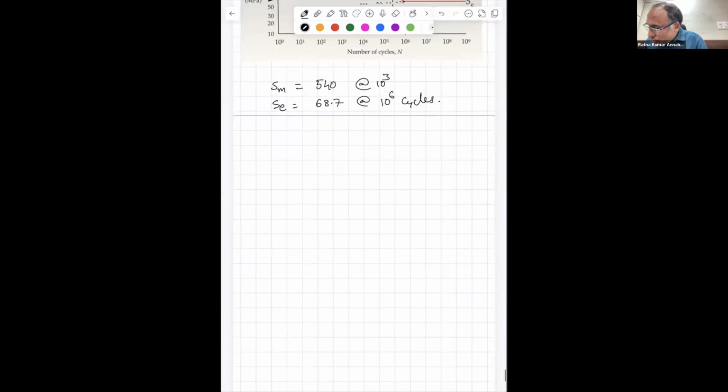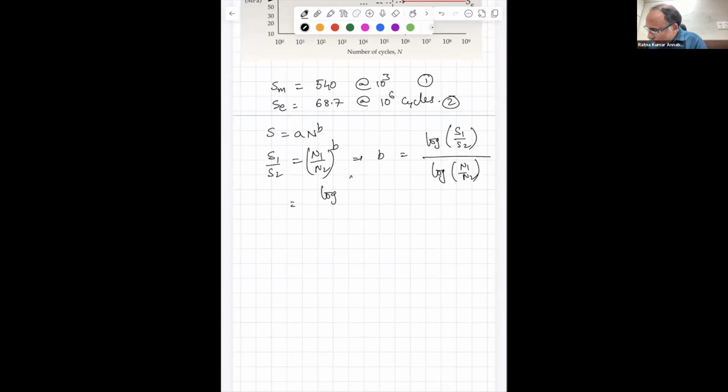Right? So now you know that S is equal to A N power B. Let us say this is 0.1 and this is 0.2. So S1 by S2 is equal to N1 by N2 whole to the power B. That implies B is equal to log S1 by S2 divided by log N1 by N2, that we have seen yesterday. That is equal to log 540 by 68.7 divided by log 10 cube by 10 power 6. That is your B, so that results in a B value of about minus 0.29.